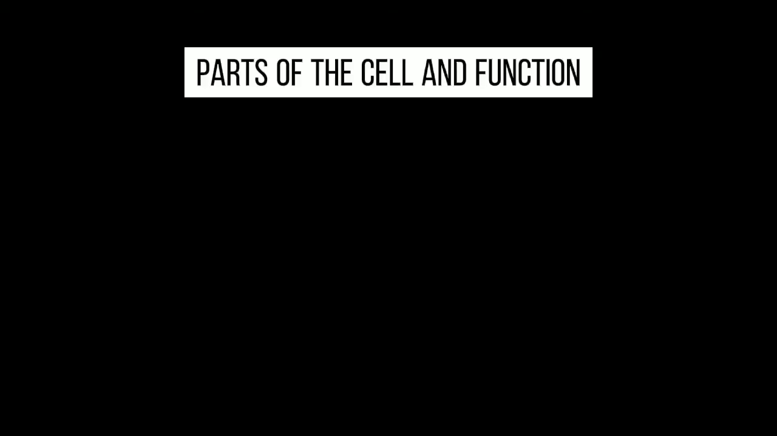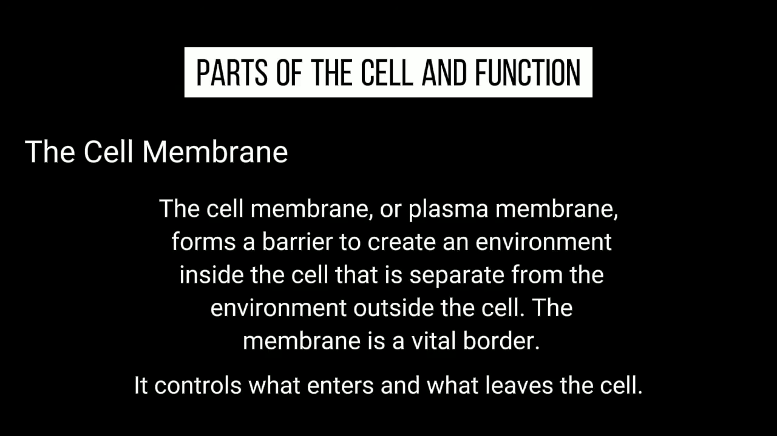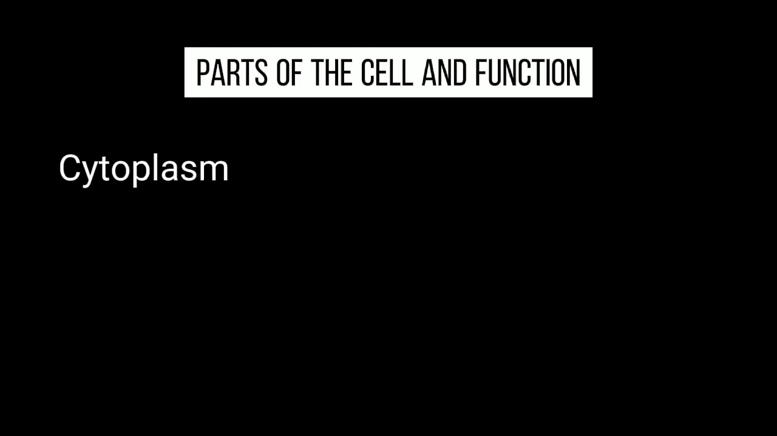Parts of the cell and function. The cell membrane. The cell membrane or plasma membrane forms a barrier to create an environment inside the cell that is separate from the environment outside the cell. The membrane is a vital border. It controls what enters and what leaves the cell.